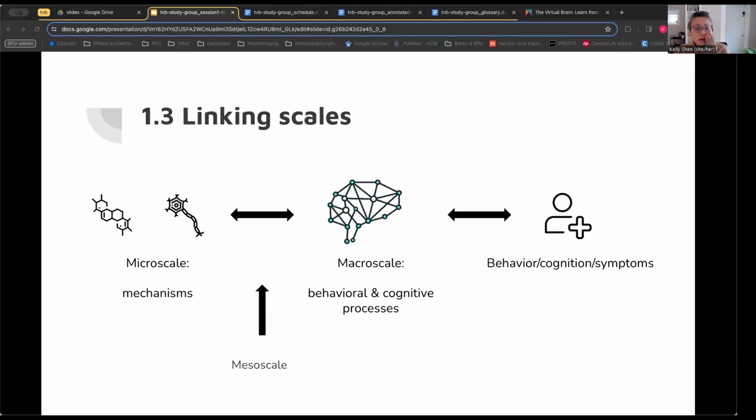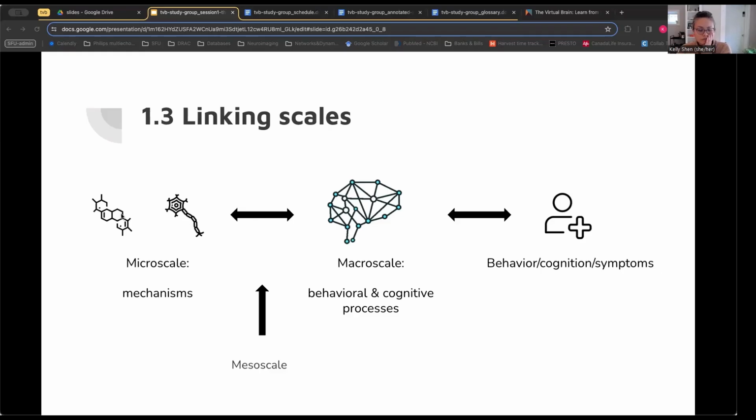All right, so I talked a bit about linking scales, and what we have on the right is what we're after, right? The behavior, the cognition, or the symptoms of some disorder that we're interested in. If we're all cognitive neuroscientists, let's say, at the macro scale, the whole brain level, we have behavioral cognitive processes, right? Whether it's attention or memory or whatnot, and how the brain enacts those processes. This is the term I'm looking for.